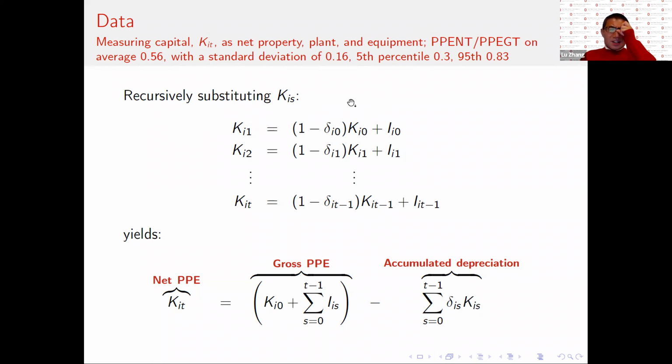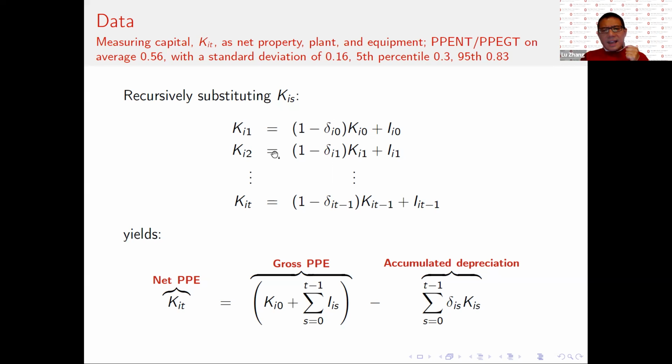And this is why. Start with the capital accumulation equation for each period. Date zero could be the founding date of a firm. Let's just say the firm becomes alive, right, a new entrant in the economy, not necessarily the first year it shows up in Compustat. Right, so the founding date. And then what you do is plug in the right-hand side of the first equation into K_{i1} in the second equation.